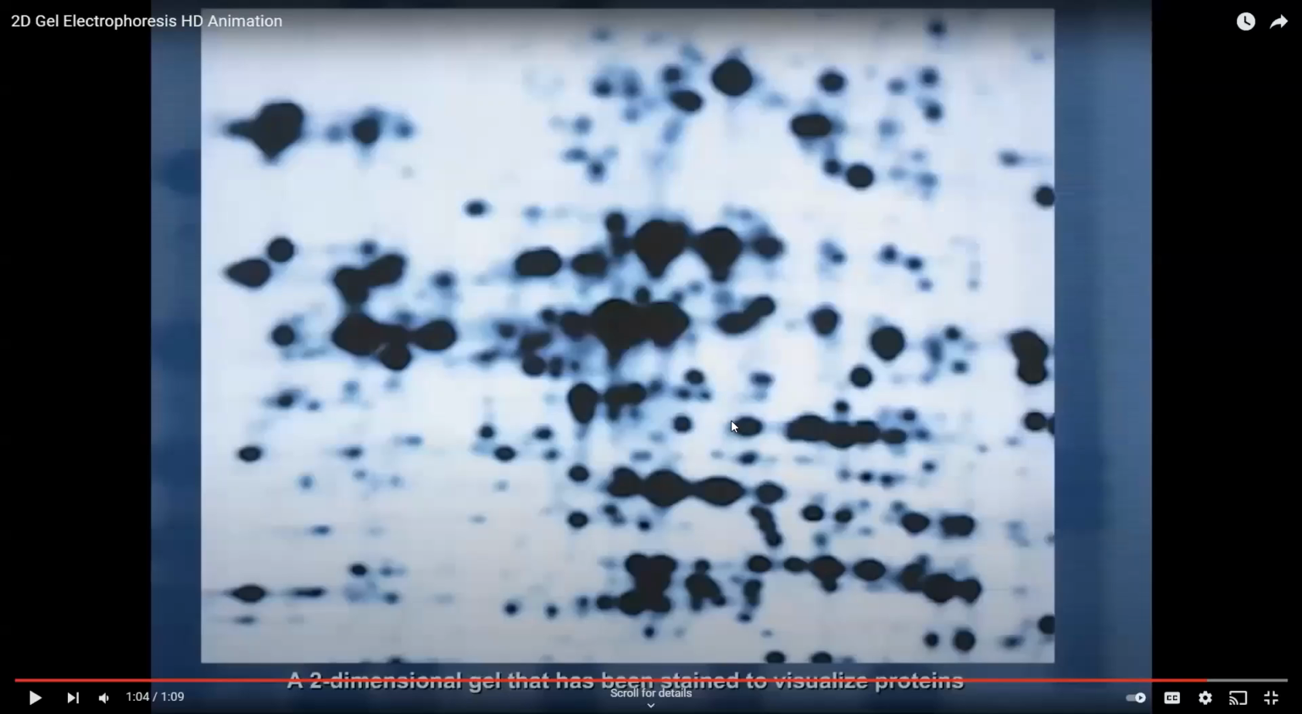Normal Coomassie blue is used for staining. If the concentration is very low, then silver staining is done. After this, you can cut the protein part of the gel from here and go for further identification. So these are the advantages of 2D gel electrophoresis.